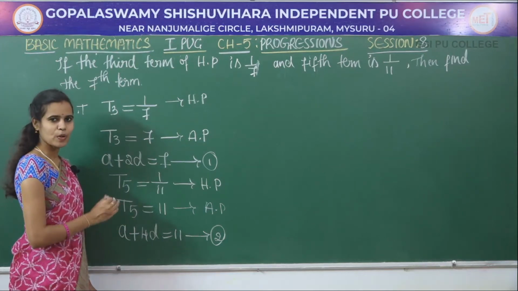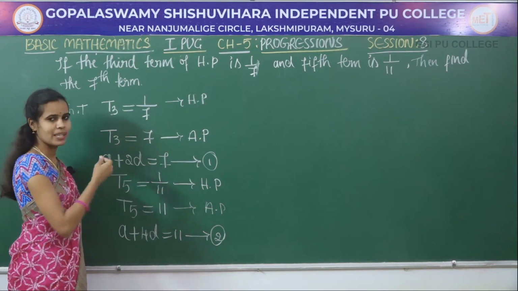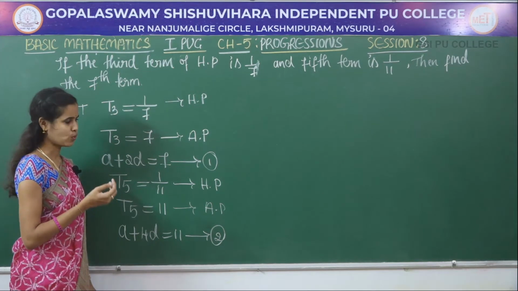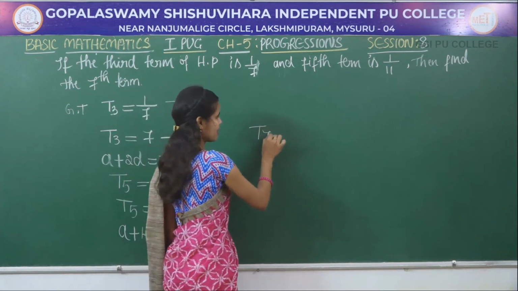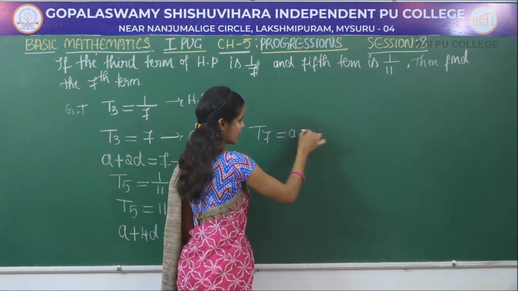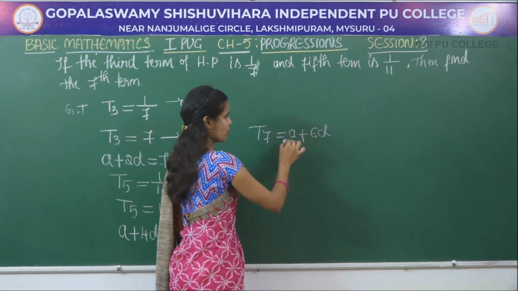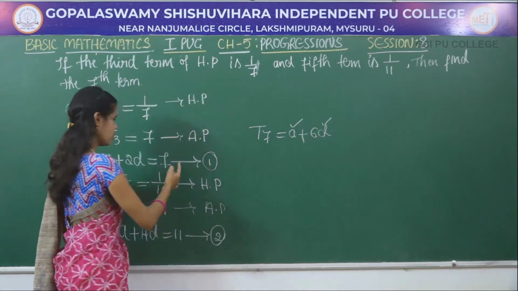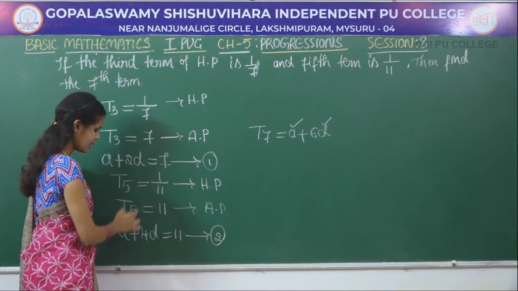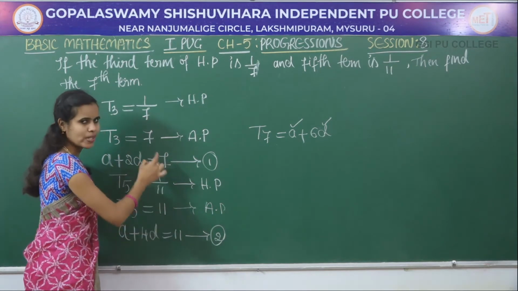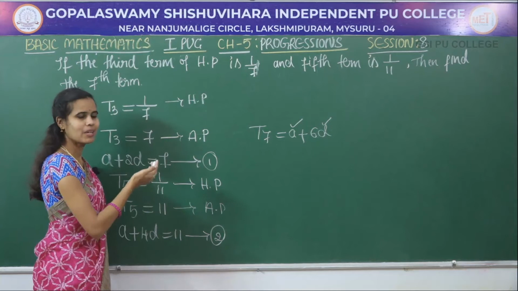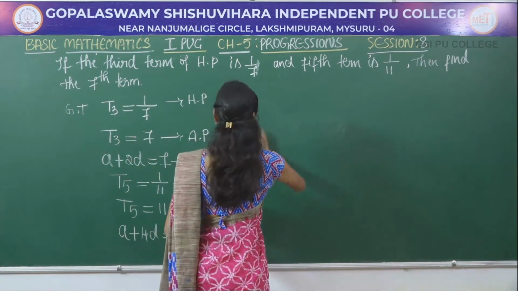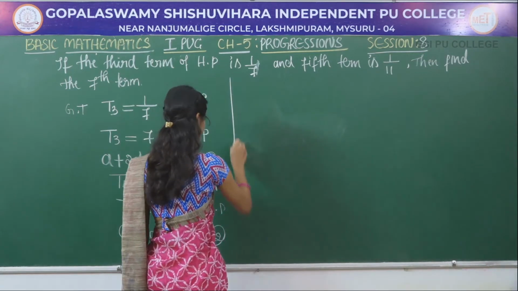Now we want to find the seventh term in AP. The seventh term is defined as A plus 6 into D, since n minus 1 is 6. So first we want the values of A and D. Here we have two linear equations involving the variables A and D. By solving these two equations, let us first find the values of A and D. So solve equations 1 and 2.